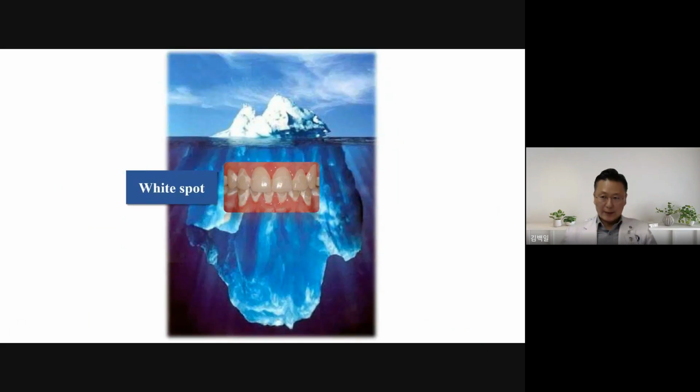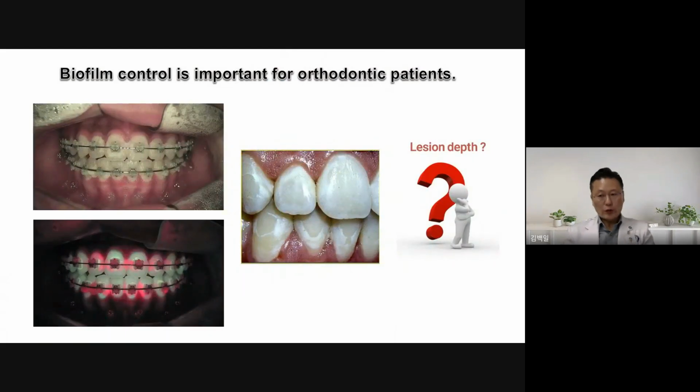Next, I want to introduce the second part, the white spot. Yes, orthodontic patients are prone to some demineralization around the bracket. So you can see some white spots located around the bracket. But we didn't know about the real lesion depths. How can you calculate the lesion depths?